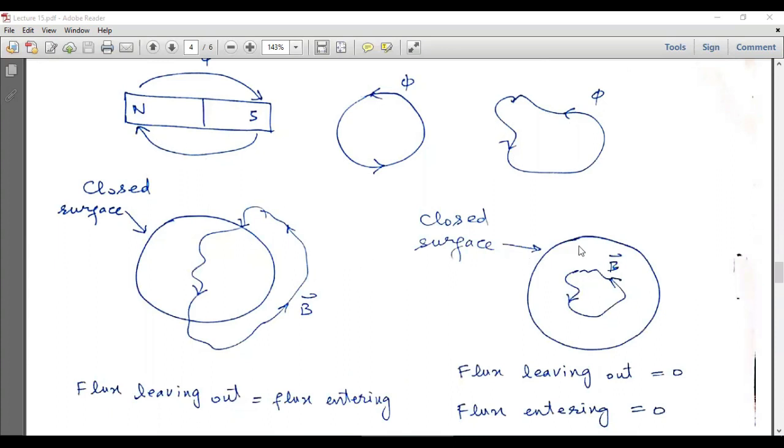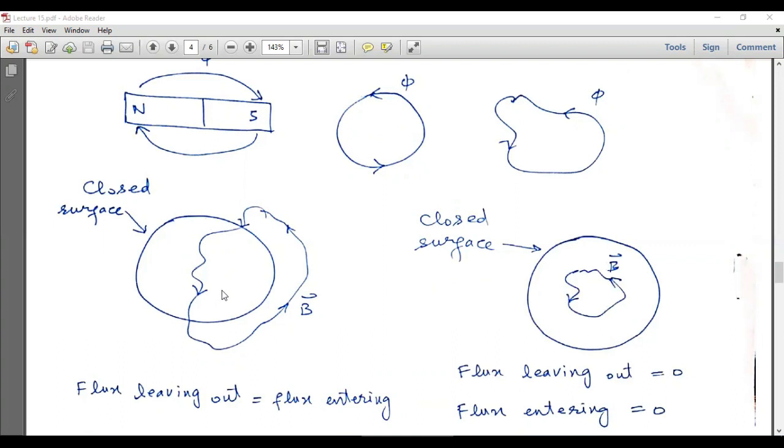If we make an arbitrary closed surface around the magnetic flux line, we will see that the net magnetic flux leaving out of this closed surface is always equal to 0, because within this closed surface magnetic flux lines are originating and terminating, because they constitute a closed path. So no magnetic flux is leaving out of this closed surface. So flux leaving out is equal to 0, and flux entering is also equal to 0 in this case.